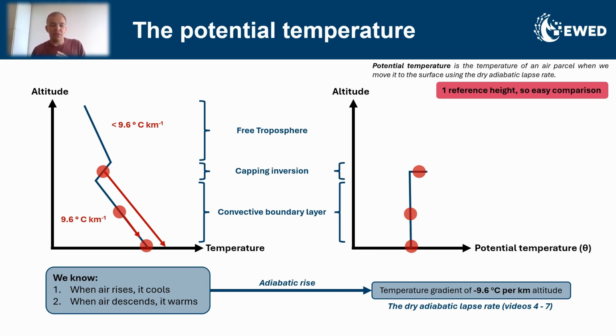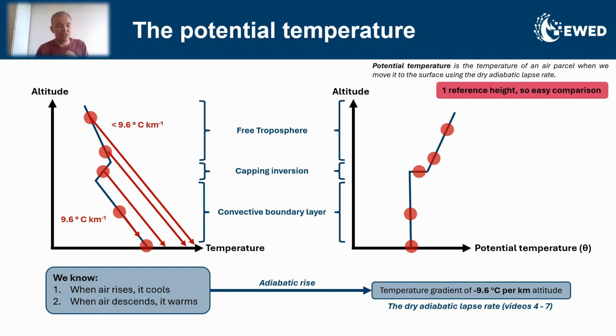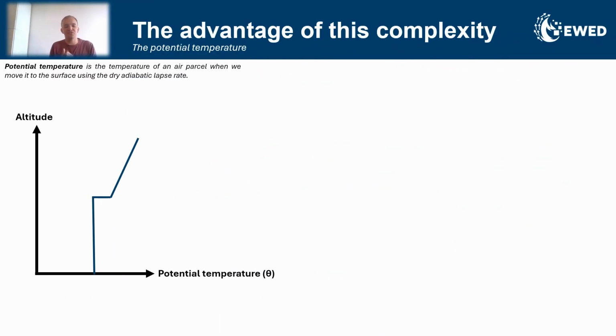In the free troposphere, we see again, of course, a cooling, but this cooling is less strong than the cooling of the convective boundary layer, and also less strong than the dry adiabatic lapse rate, meaning that from a potential temperature perspective, the potential temperature does rise in the free troposphere. So this is an amazing profile. But I can almost hear you wonder, what can we do with this? Why do we introduce this complexity? The main advantage of adding this complexity is that it's much more easy for us to interpret the vertical profiles.